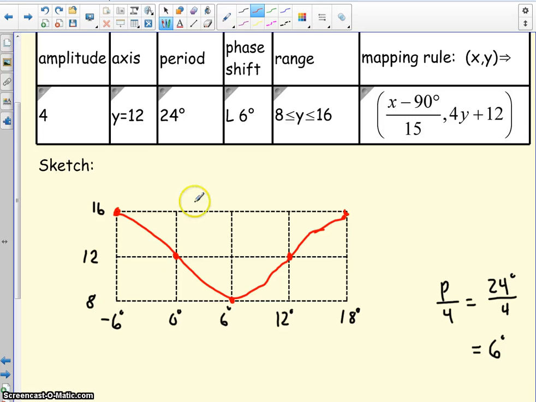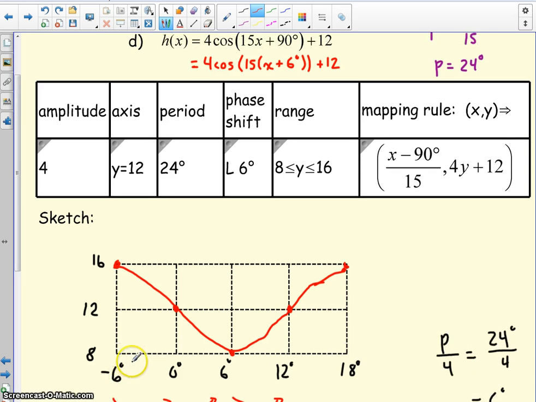So that means for my graph here, for the y values, my axis was at 12, my amplitude was 4, so I go up 4 from the axis to get 16 as my max, down 4 to get 8 as my minimum. I'm starting left 6 degrees, so from 0 going left 6 means you start at negative 6 degrees. I added the period of 24 to give me an endpoint of 18 degrees for this cycle. When I divide the period by 4, 24 degrees divided by 4 is also 6 degrees, so I'm adding 6 degrees every time I go up a quarter cycle. Okay, that gives me the rest of the x values.